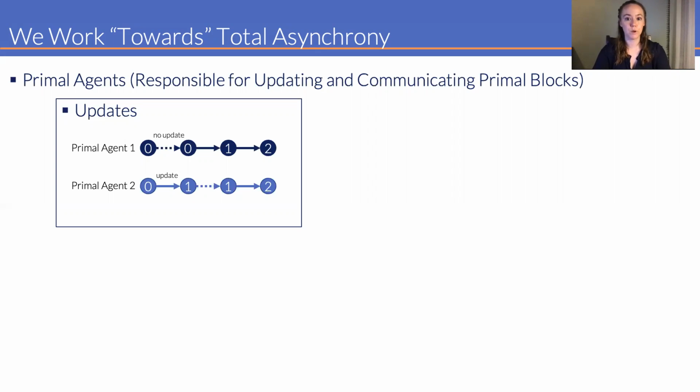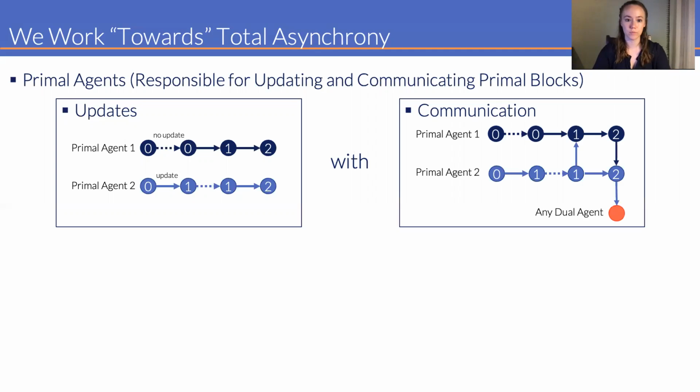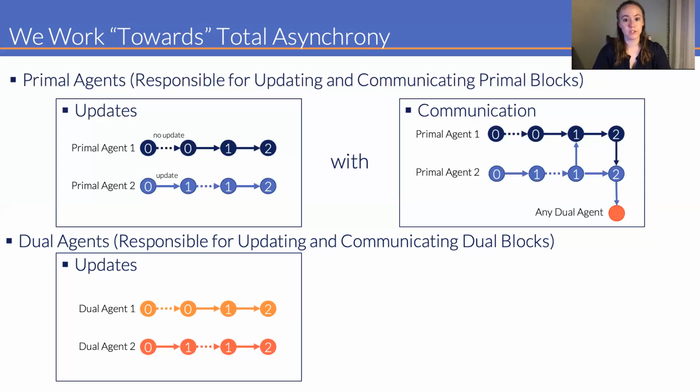Over time, each one can update at any point in time, independently of all other agents. We also allow primal communication to be entirely asynchronous. Primal agents communicate their updates whenever they wish to any combination of primal and dual agents. Similarly, we allow dual agents to update completely asynchronously.